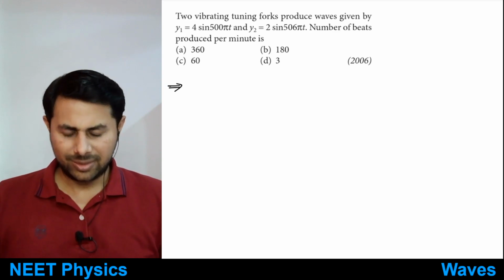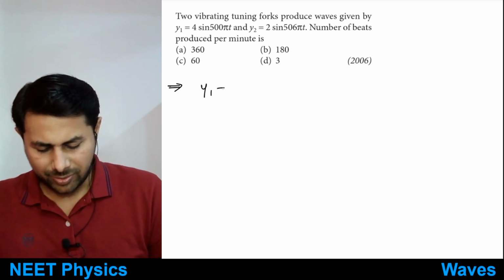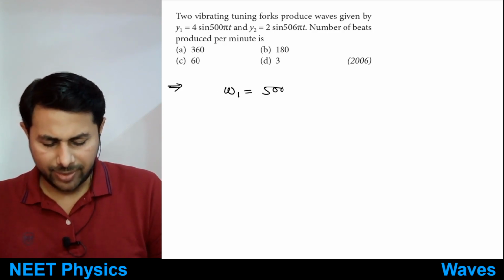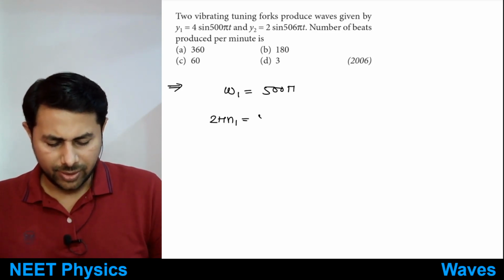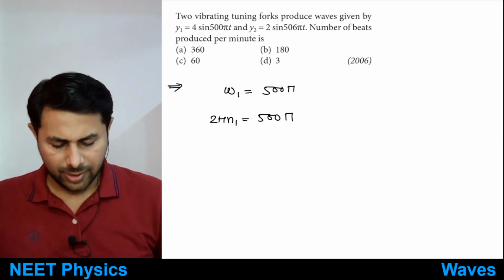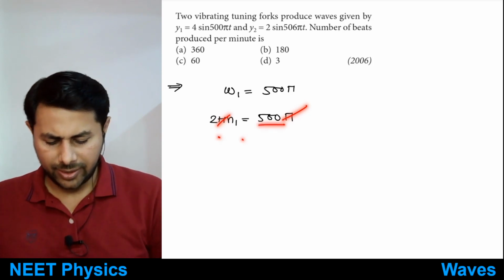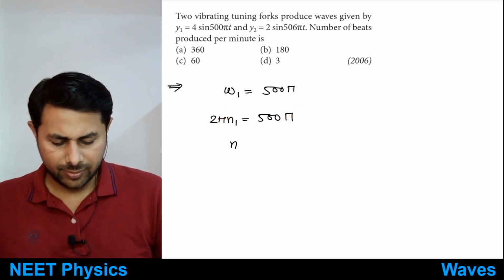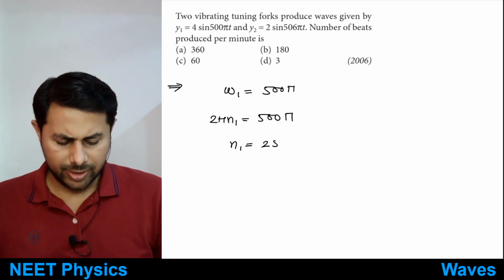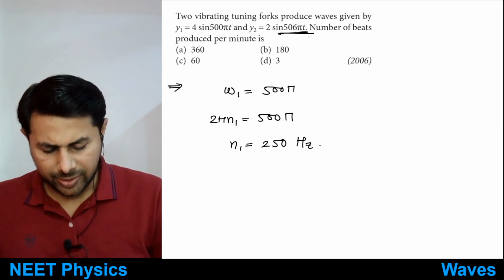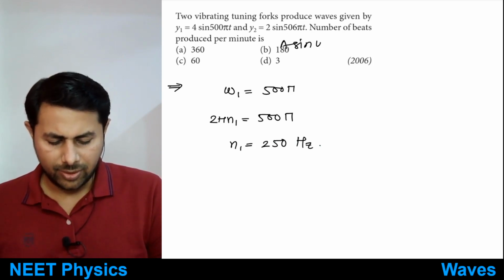So just compare that. y1 is 4 sine of 500 pi t. So omega 1 is 500 pi, right? That is 2 pi n1 is equal to 500 pi, and then you can divide this by pi. So 2 times n1 is 500, that means n1 is equal to 500 by 2, that is 250 hertz.